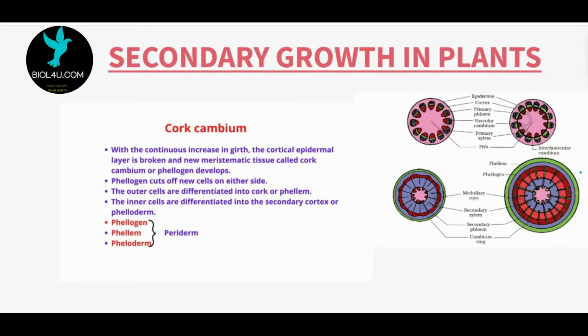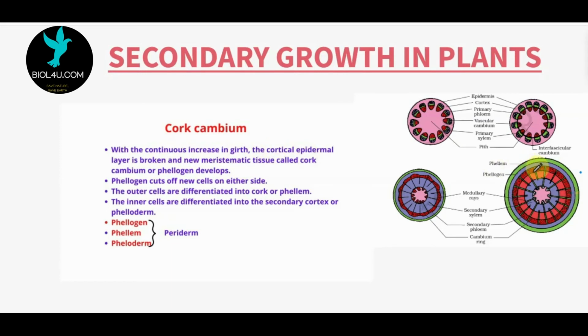Let us see the cork cambium. Actually it is responsible for this. So see, as secondary thickening takes place continuously, the girth will increase. As the secondary thickening continues, the outer cortical and epidermal layers become broken.